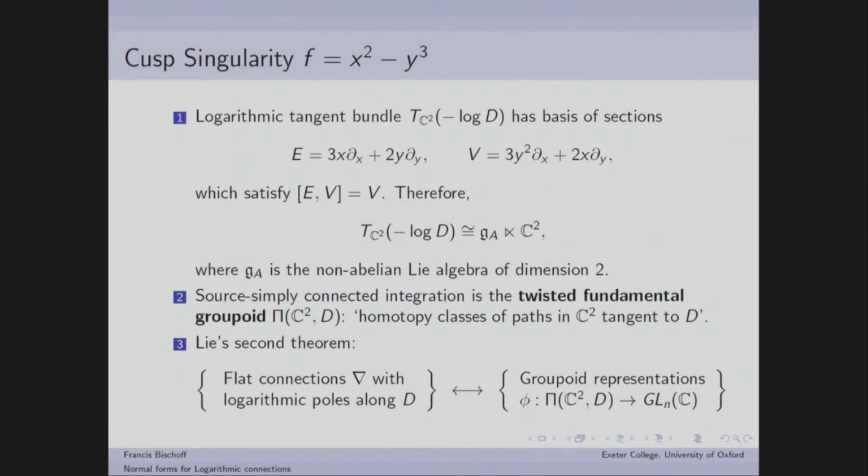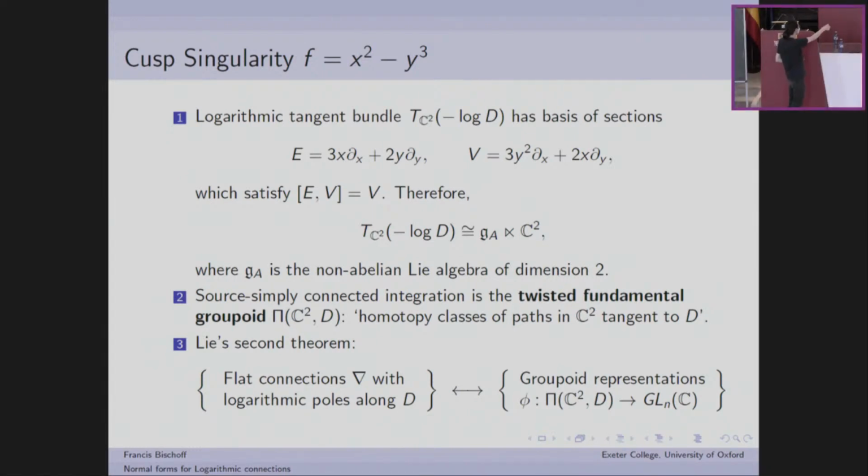Okay, and the reason that it's useful to look at this groupoid is because of Lie's theorem for Lie groupoids, which says that flat connections, or in other words, representations of this Lie algebroid, are equivalent to representations of this groupoid, which you can just think of as homomorphisms from this groupoid to GLN. So instead of studying flat connections, we can move to this setting and study these things. So that's what we're going to do.